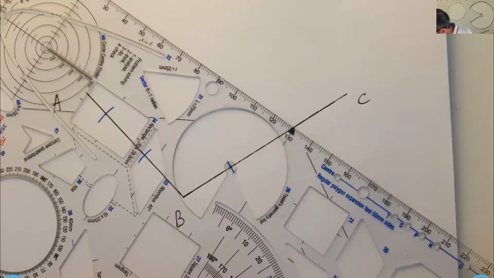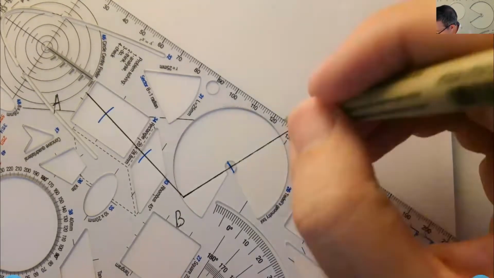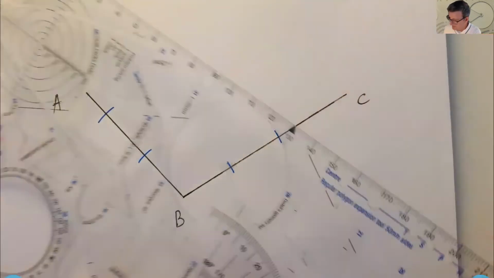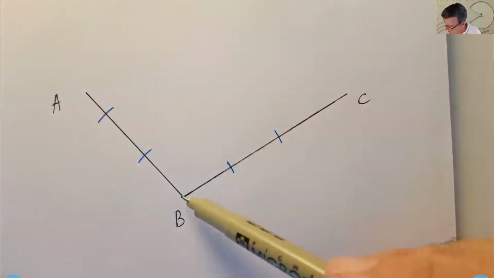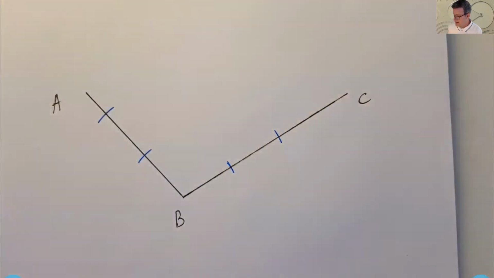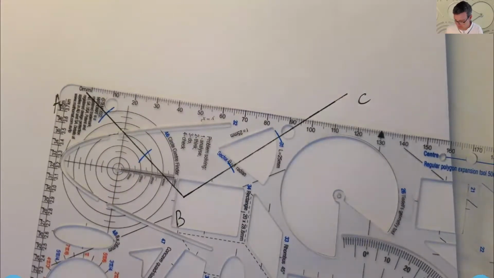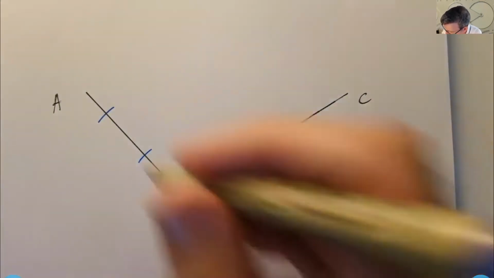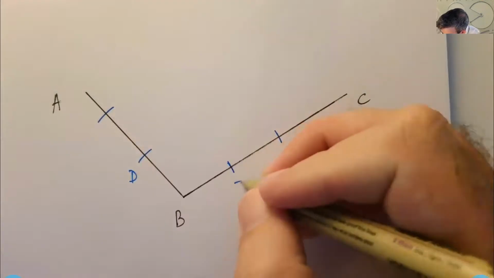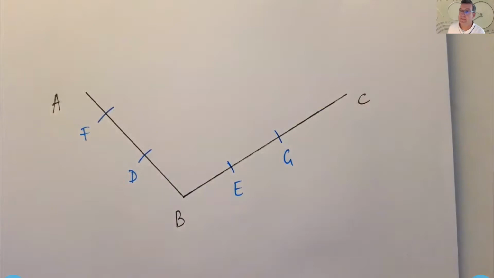Now, the idea is to go the same distance along both of the arms, okay? So you can see this is one radius, this is another radius, one radius, one radius. And whenever I talk about a radius, it's always the same radius, right? Because we're using one template. All right, so we've created a few points there. Let's call these D and E and F and G.